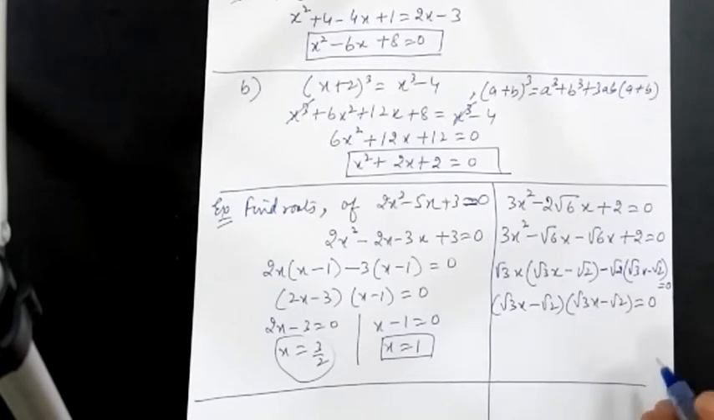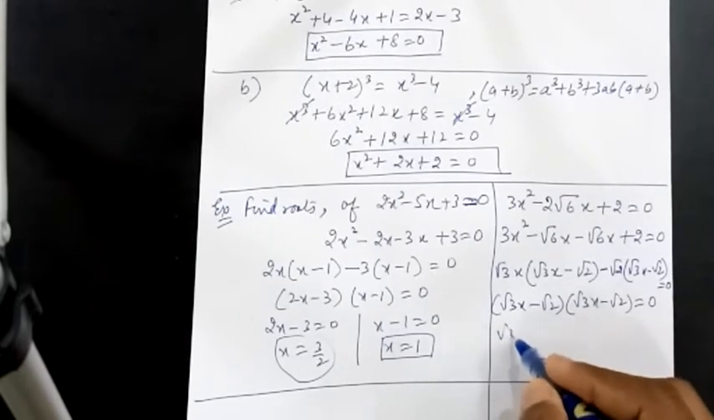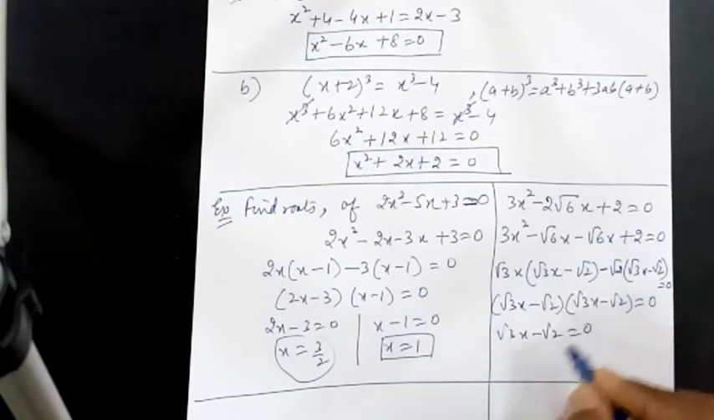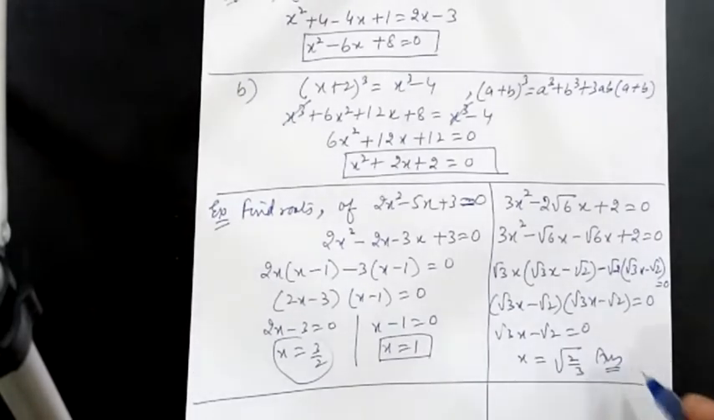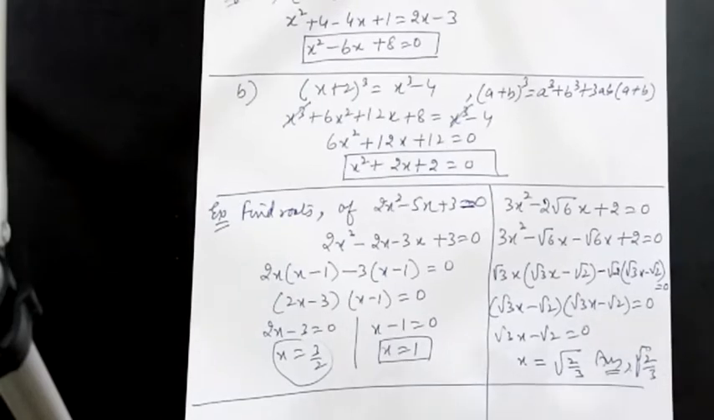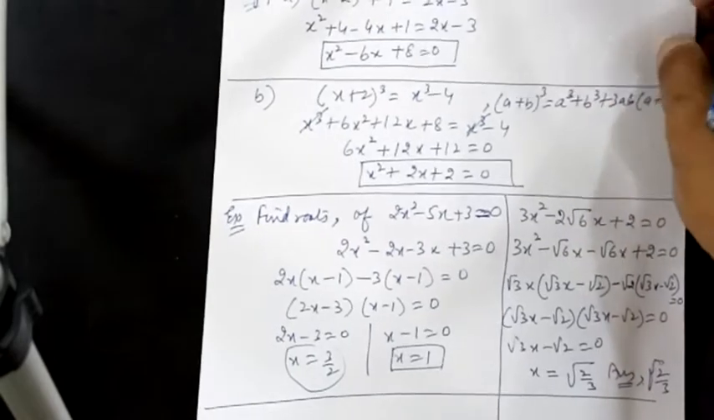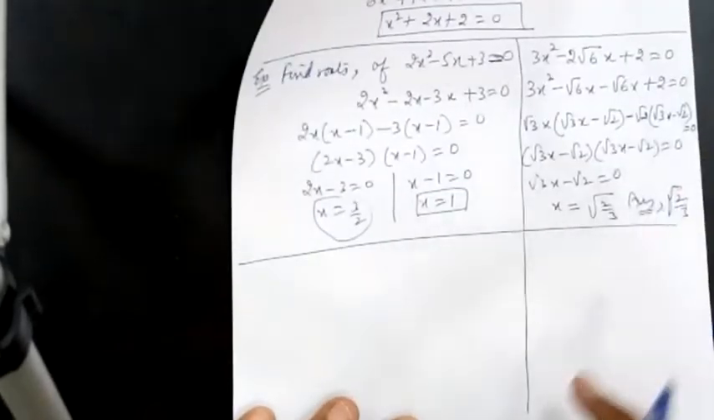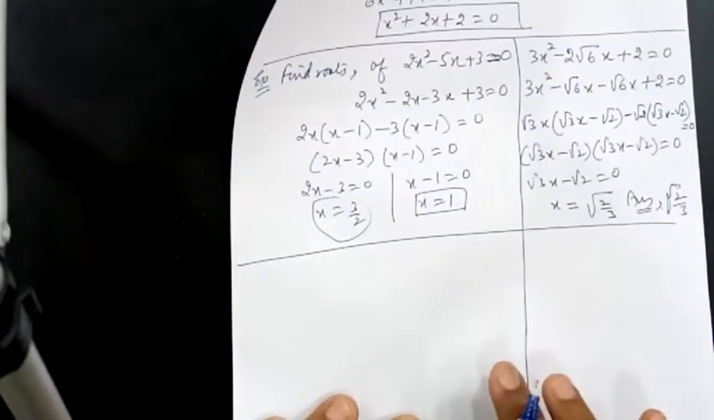Got it? So what you are getting is either this should be 0. So root 3x minus square root 2 is equal to 0 and you get x is equal to square root 2 by 3. So you will get square root 2 by 3 for both. So here the two roots of x are same, as you can see here. Both the two roots are same here.